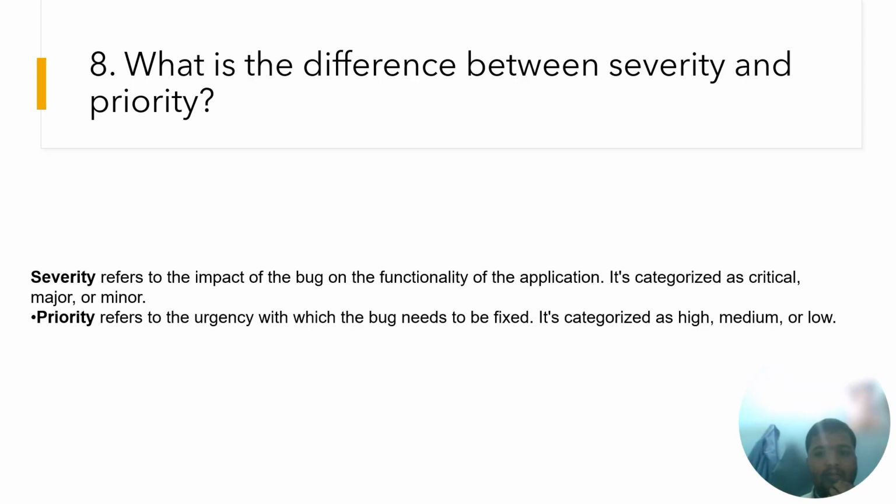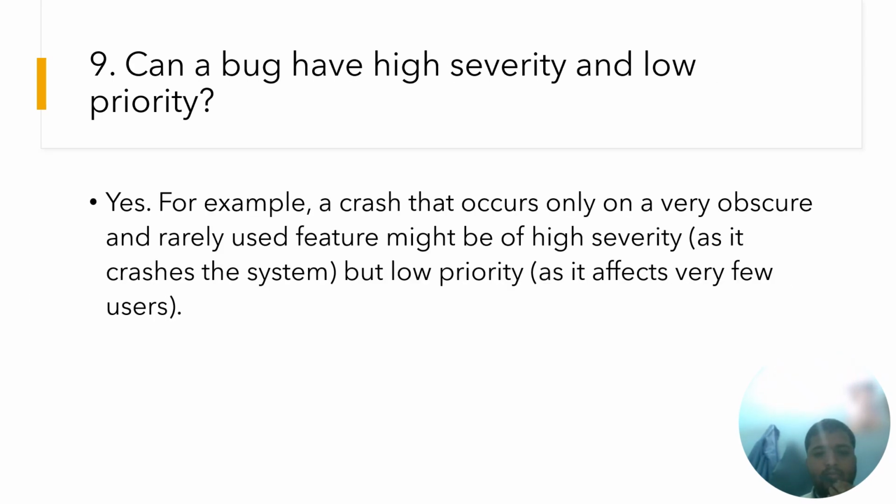What is the difference between severity and priority? Severity refers to the impact of the bug on the functionality of the application. It's categorized as critical, major, or minor. Priority refers to the urgency with which the bug needs to be fixed. It's categorized as high, medium, and low. Can a bug have high severity and low priority? Yes. For example, a crash that occurs only in a very obscure and rarely used feature might be of high severity as it crashes the system, but low priority as it affects very few users.